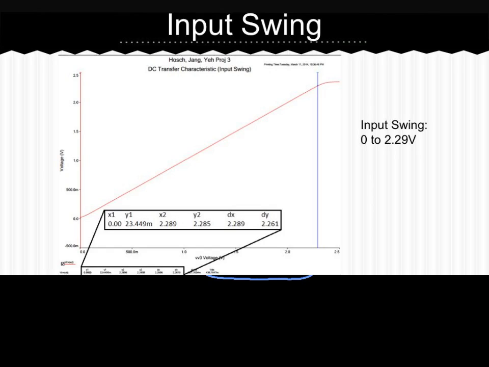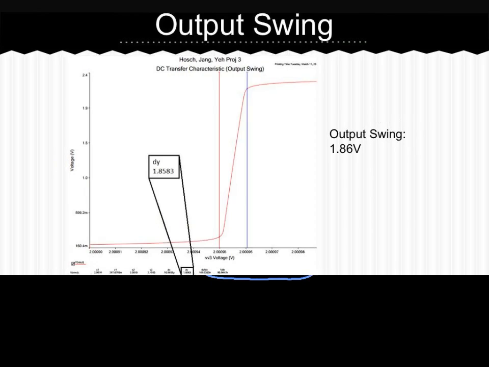For the input swing, we set up the amplifier as a unity gain and performed a DC sweep over the input. This allowed our amplifier to have an input of 0 volts and still reach clipping level at 2.29 volts, over the input swing range needed. For the output swing, we performed a large signal sweep, and we see again the output swung at 1.86 volts, which is within the amplifying region.